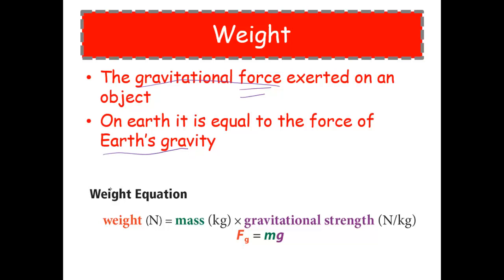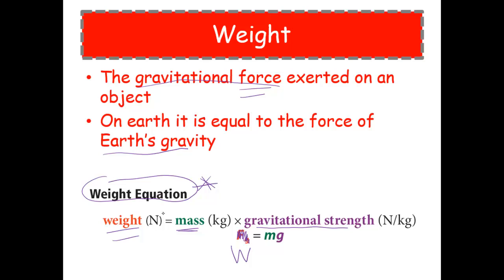And we have an equation for weight. Of course, it's physics. You have to have an equation. To figure out weight, it's the mass of an object times the gravitational strength. Now, I'm not a real big fan of this, so I'm going to mark this out. So don't look at this. Use W equals mg. W equals mg is your shortened equation for calculating weight.